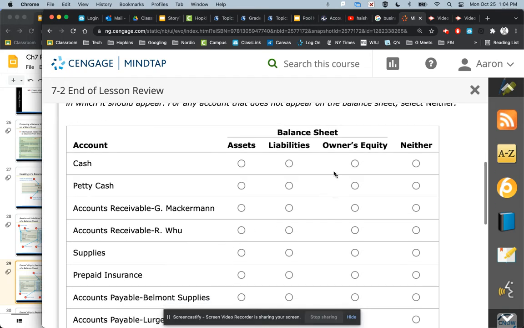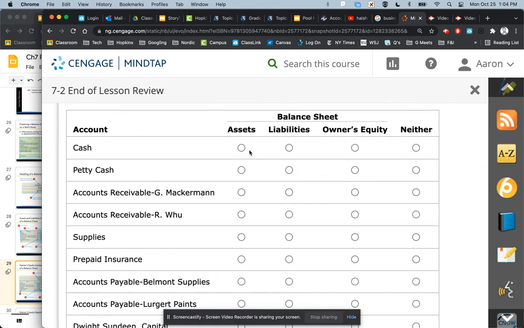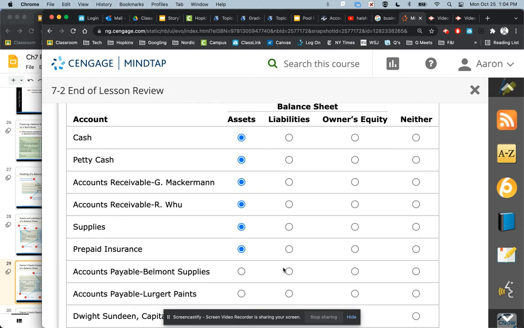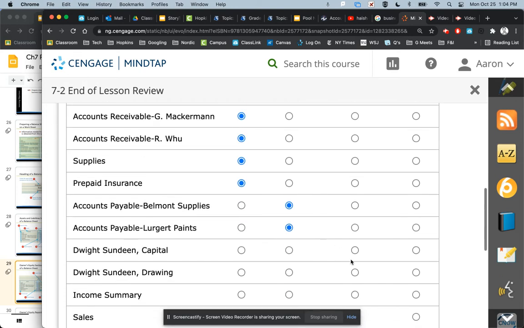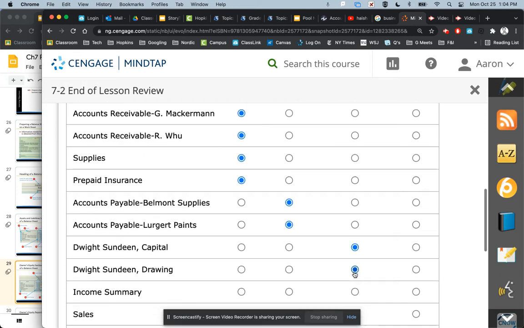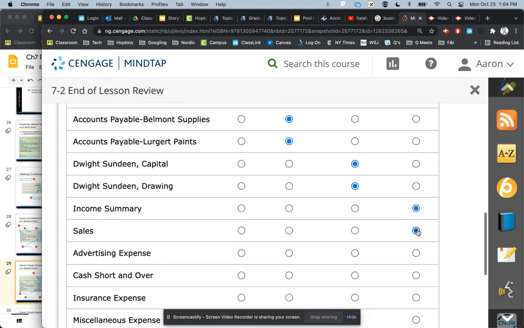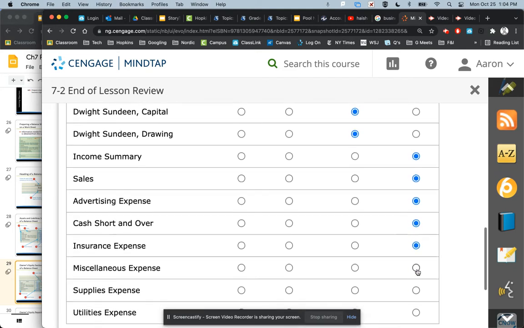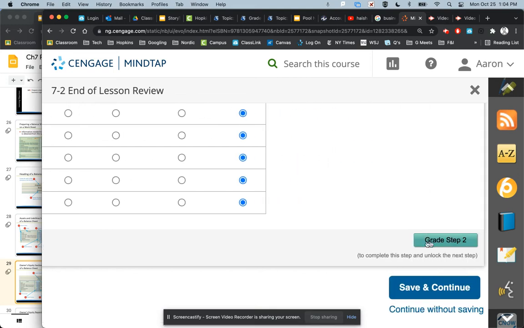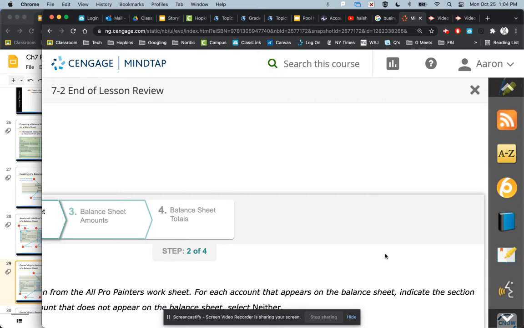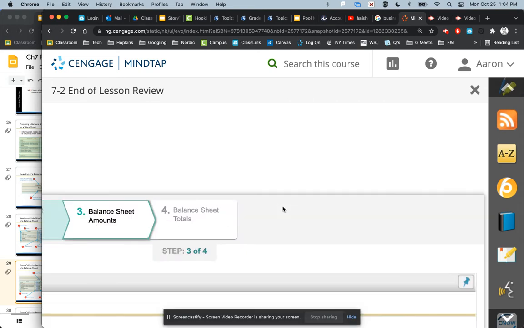So balance sheet items, just to do this again real quick. We have cash as an asset, petty cash, accounts receivable are all assets. Supplies is an asset. Prepaid insurance is an asset. Accounts payable are always liabilities. And then the capital and the drawing accounts are always owner's equity. All the rest should be neither, because these are all income statement items and we're only worried about the balance sheet. So a quick look there, and then we'll move on to the balance sheet amounts.